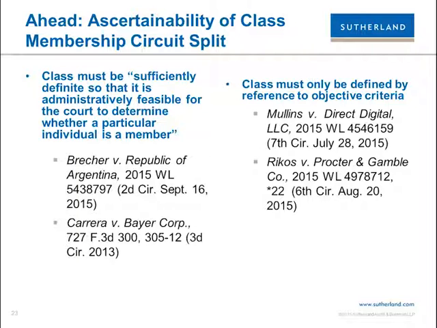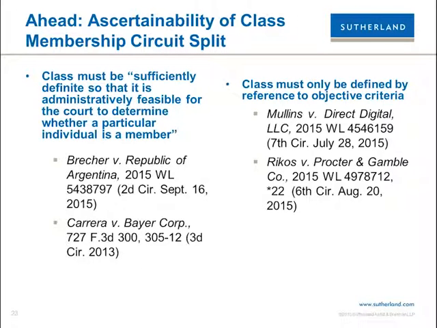So many hearings or elaborate inquiries about who's in the class are out of the question, and this requirement looks behind the class definition to determine whether or not the defendant has records, for example, that can be used to locate and identify class members. The other side of the argument has been that if a defendant doesn't keep good records, the defendant shouldn't be rewarded for that, but that argument hasn't found much traction in the Third Circuit, at least.